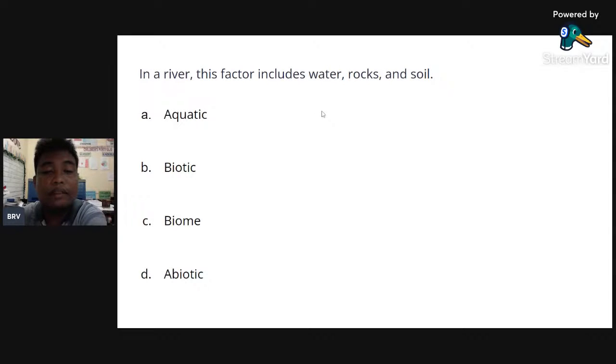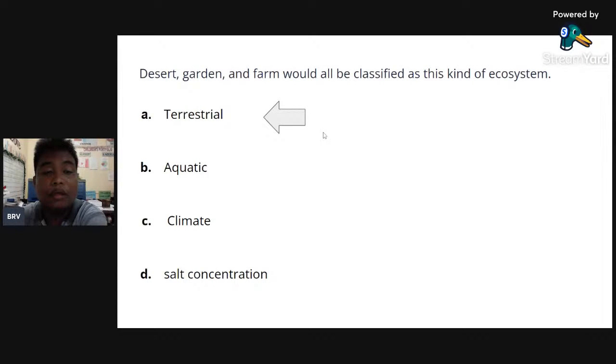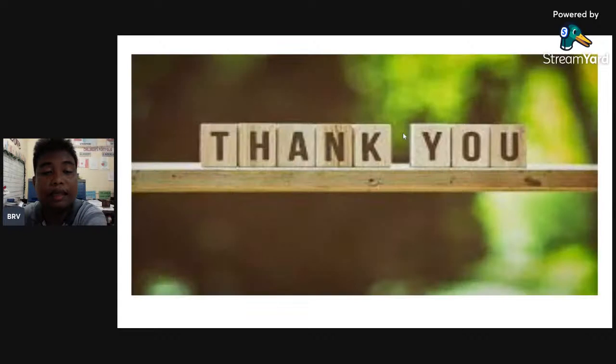Next, in a river, this factor includes water, rocks, and soil. That is called abiotic. The rocks and soil are abiotic. Okay, so desert, garden, and farm would all be classified as this kind of ecosystem, which is called terrestrial.